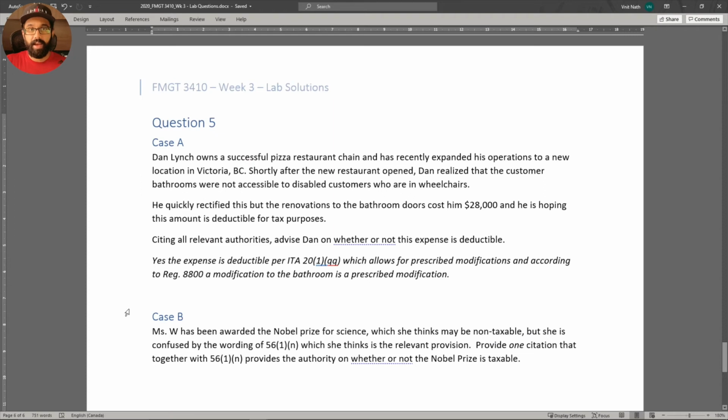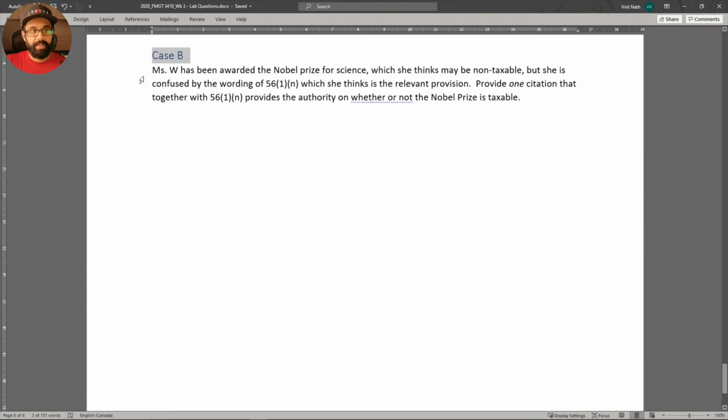Let's take a look at question 5, case B. Miss W has been awarded the Nobel Prize for Science, which she thinks may be non-taxable, but she is confused by the wording of 56 subsection 1 paragraph N, which she thinks is the relevant provision. Provide one citation that together with 56(1)(n) provides the authority on whether or not the Nobel Prize is taxable. Step 1, do we even understand what we're being asked to do?